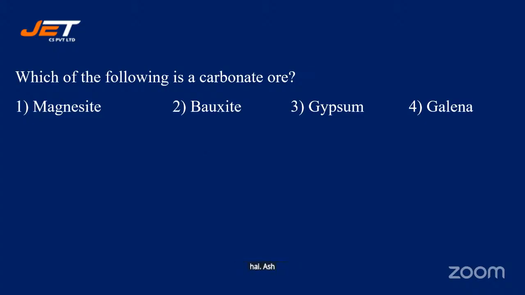Ashwita has mentioned it as magnesite. Pranita has mentioned it as option 2, that is bauxite. Divyanshi mentioned it as magnesite. Swikruti mentioned it as magnesite. Dastagir has mentioned it as magnesite. Nazbeen has mentioned it as gypsum. Divyanshi has mentioned it as bauxite. So let us see which is the right answer. Yes, magnesite is the right answer.